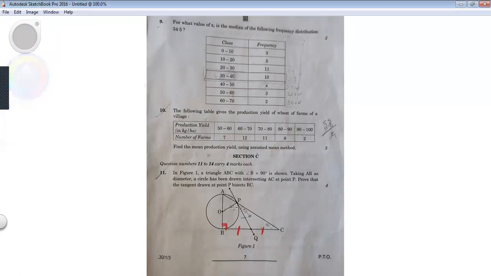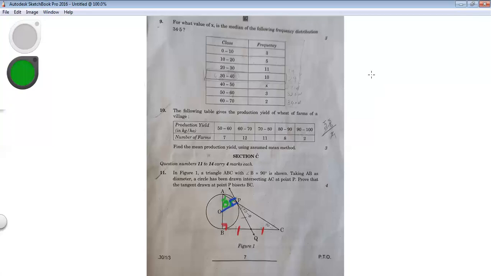So what's happening here is I'm joining OP. Now since PQ is a tangent, therefore OP is perpendicular to PQ, right? So this angle is perpendicular. Now, if I consider this angle to be theta, this one also becomes theta.